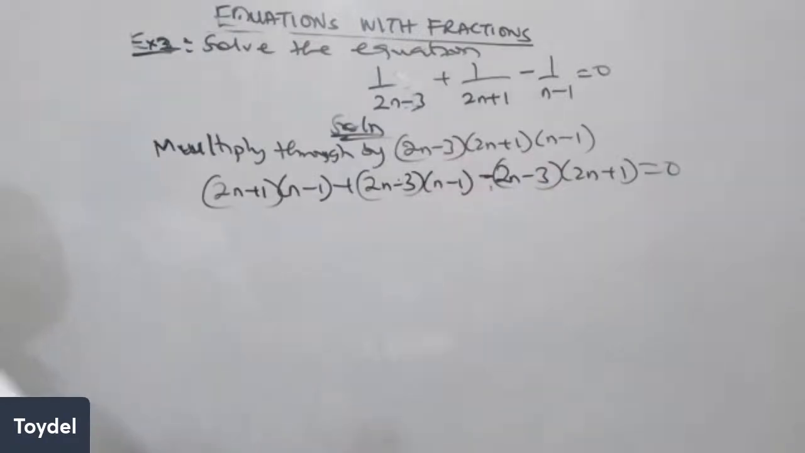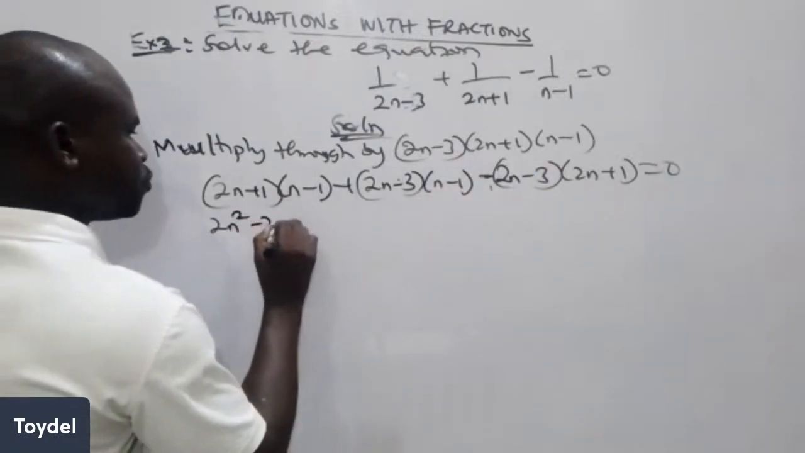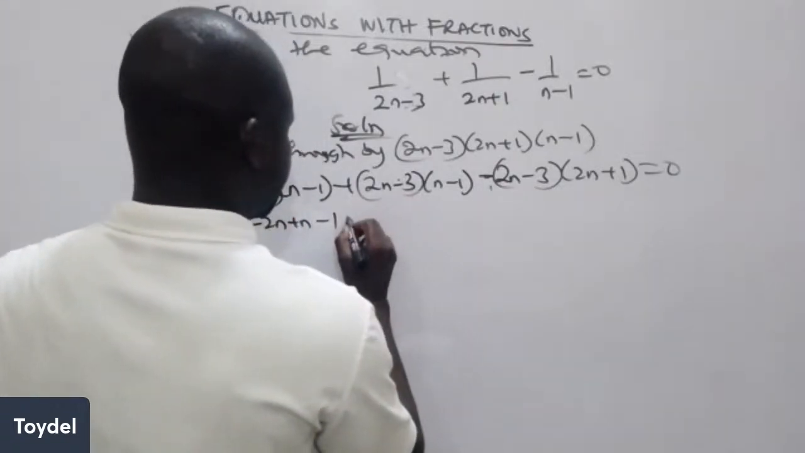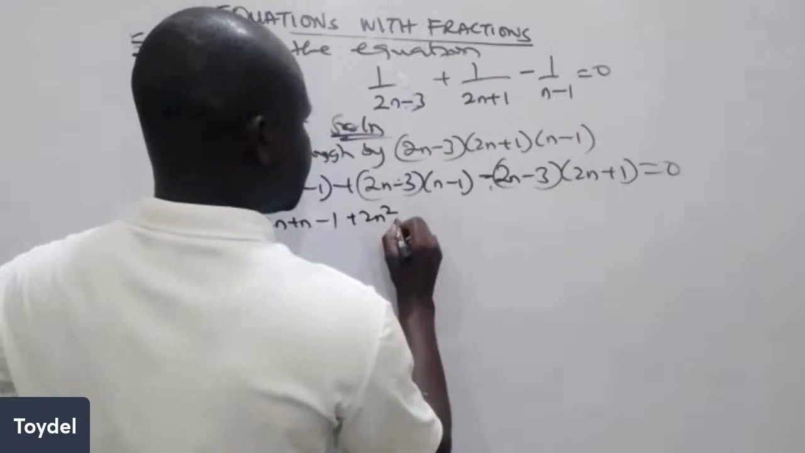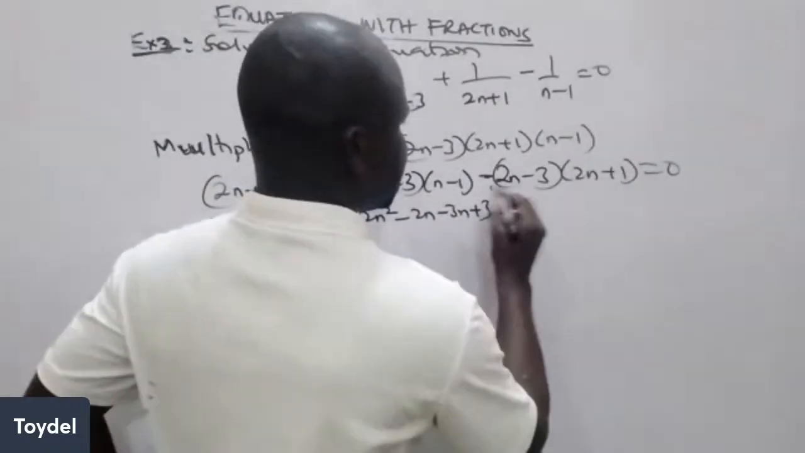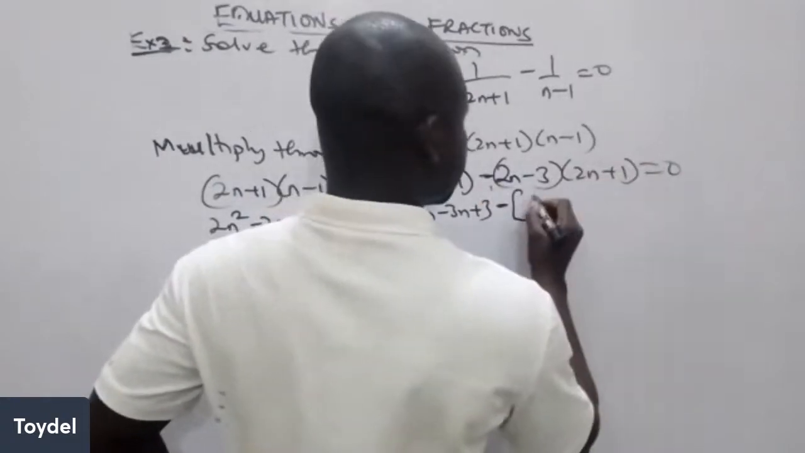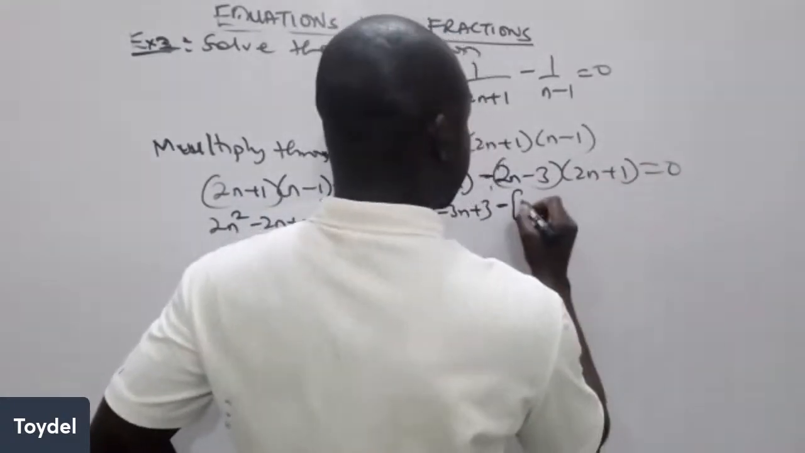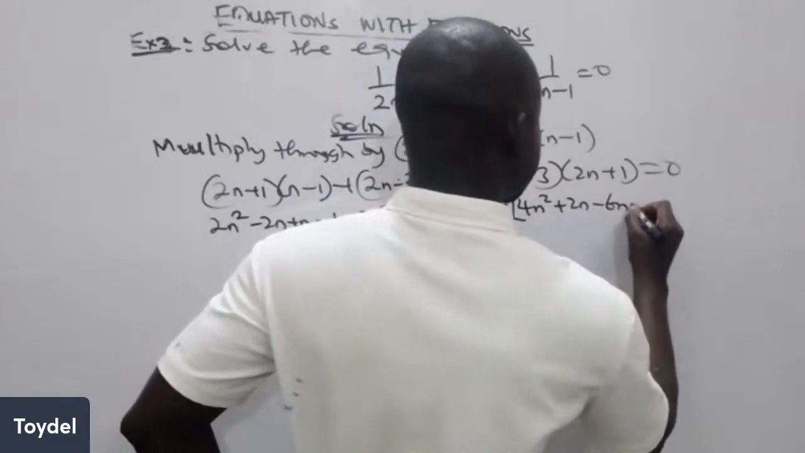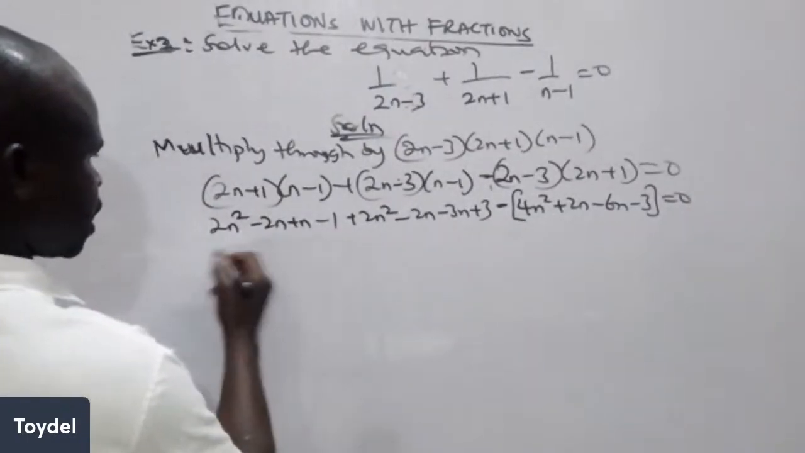Then from this, I can actually expand. I will have 2n squared minus 2n plus n minus 1. Then here, I'm going to have plus 2n squared minus 2n minus 3n plus 3. Then here, I will have minus. Let me leave this minus first. Let me do the multiplication, then I come back. The minus will control the bracket there. So I have 4n squared plus 2n minus 6n minus 3 equal to 0.